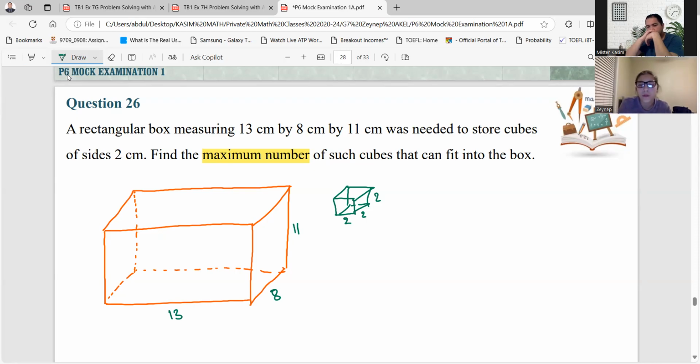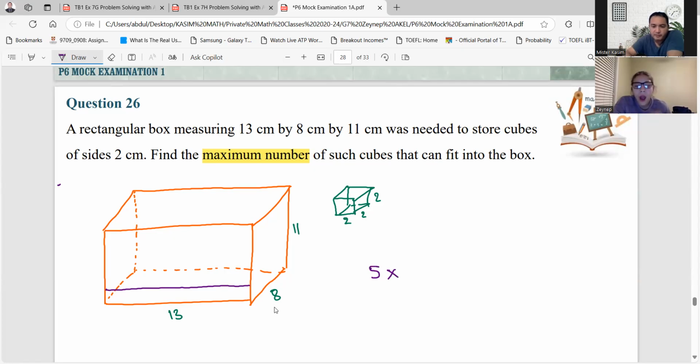Is the answer like 64? No. Look, Zeynep. Look at the bottom. There's 13 parts. Okay. So if I try to put boxes here, how many boxes I can put here? 6, right? Yeah, but if you put 6, then there's gonna be one missing. Yeah, but it doesn't fit. It will be empty. So here, length, I can put 6 boxes, right?